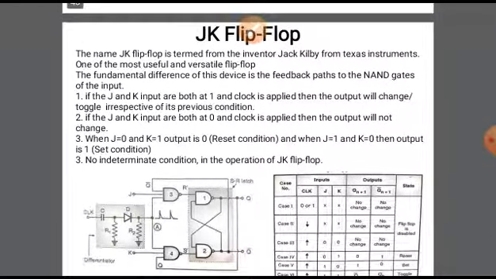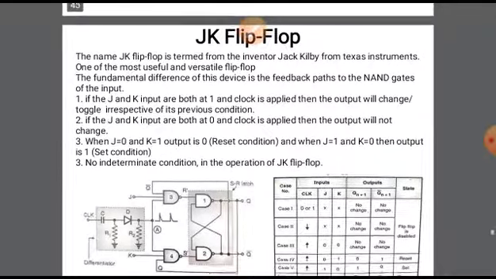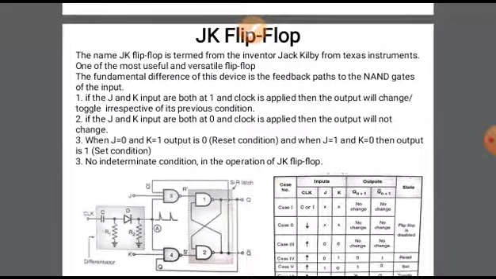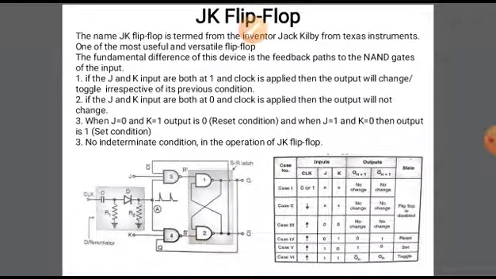Second important flip-flop type is the JK flip-flop. JK flip-flop is named after Jack Kilby from Texas Instruments, one of the most useful and versatile flip-flops. Some of the important points here: you know the drawback of the SR flip-flop, when the inputs are 1 1, at that time the race around condition forms, that means the last two NAND gates go into race mode, because both NAND gates try to give output equal to 1, that's why the output is not predictable.